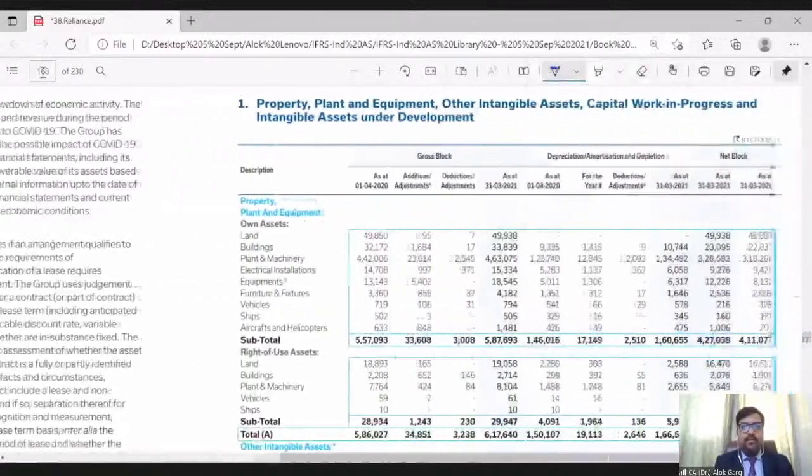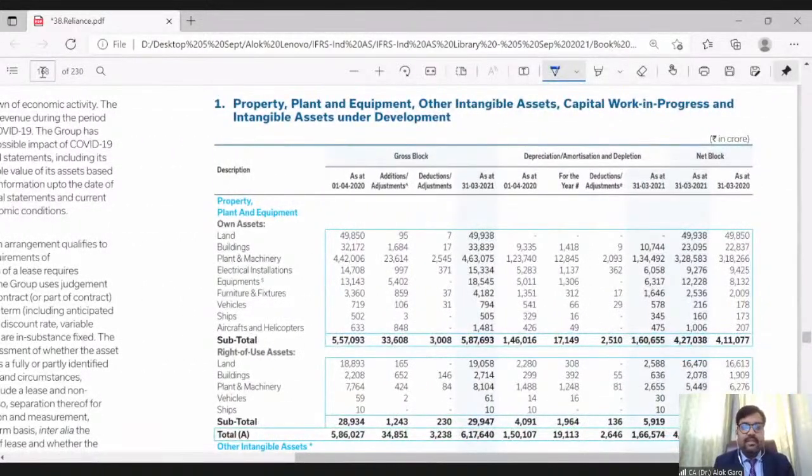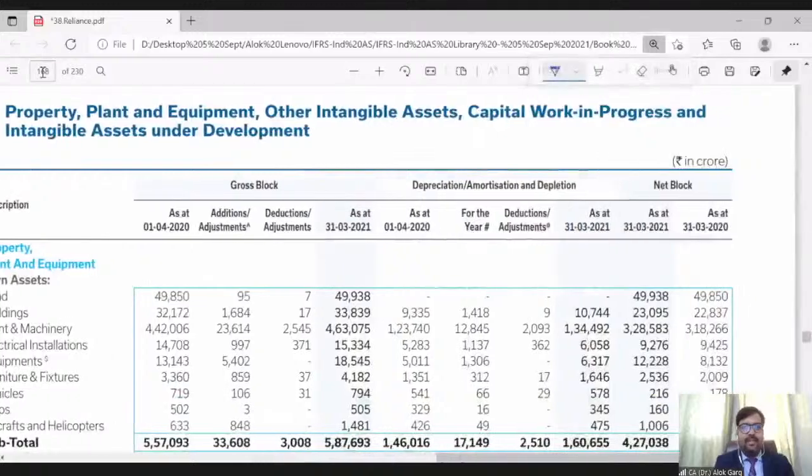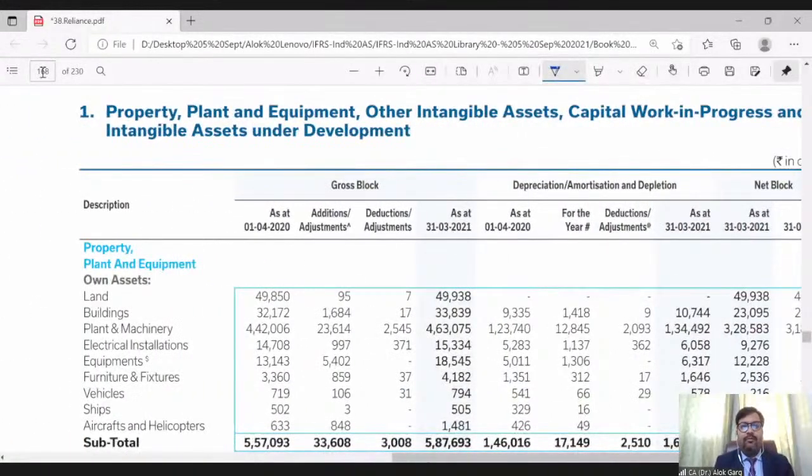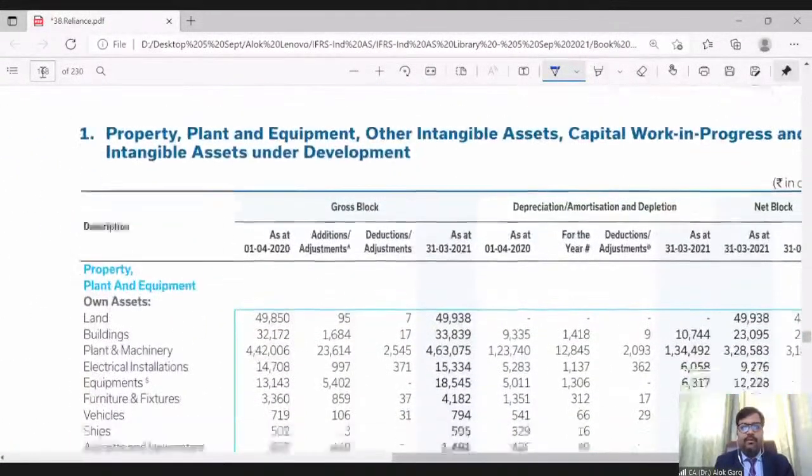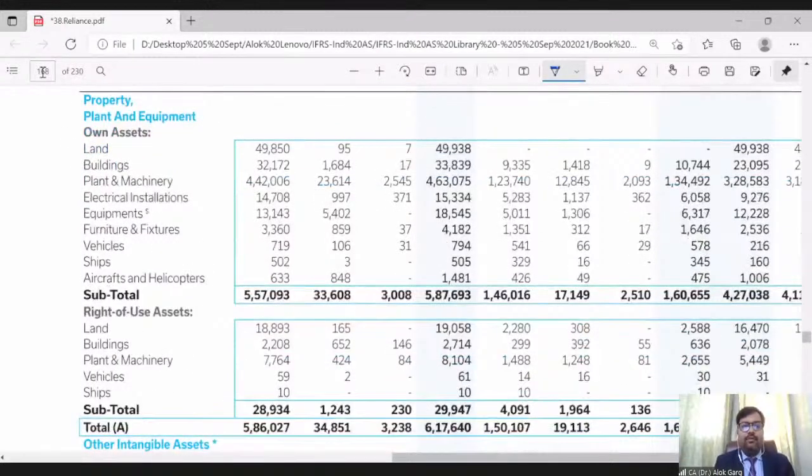Yeah. So if you see the schedule of Reliance Industries Limited on the screen, property, plant and equipment, right? You will have land, building, plant and machinery, electrical installations, equipments, furniture and fixtures, vehicles, ships, aircrafts and helicopters. So these are the real life examples of property, plant and equipment. And out of this entire property, plant and equipment, the major line item is plant and machinery, right?